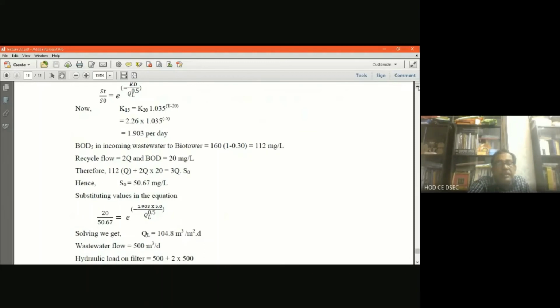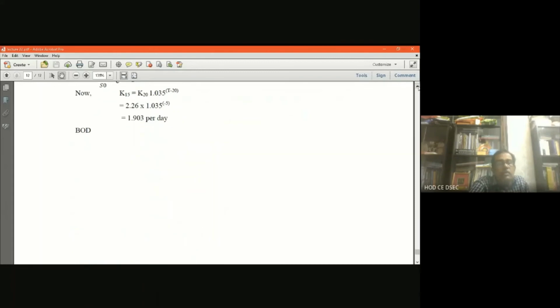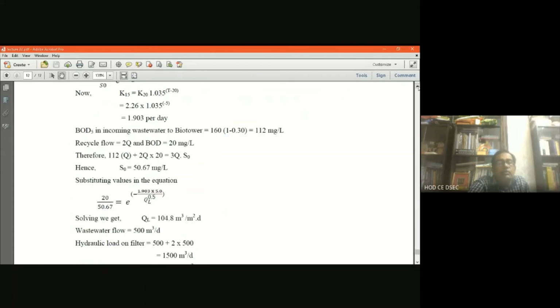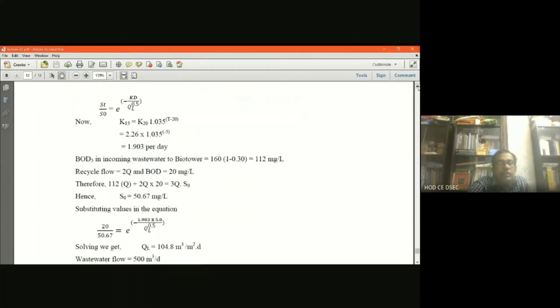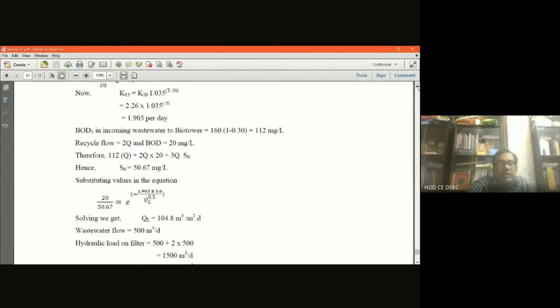D is the depth, that is 5, by QL whole to the power 0.5. So the only unknown is QL, so you have to find out QL. QL can be obtained as 104.8 meter cube per meter square per day.